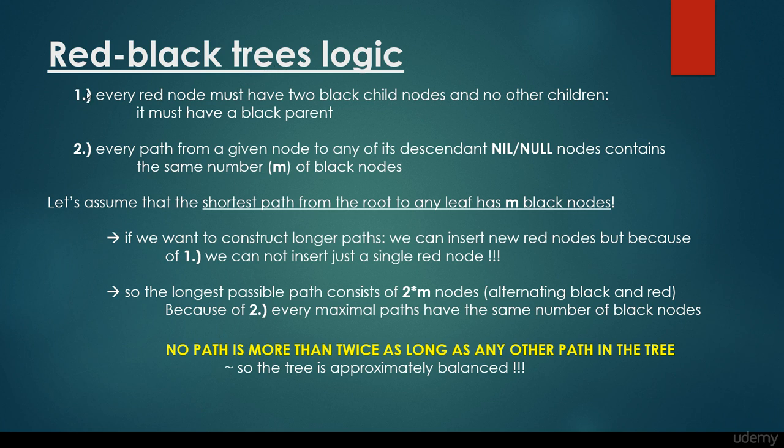If we consider these two principles: every red node must have two black child nodes and no other children, and it must have a black parent. This is the first principle. And every path from a given node to any of its descendant null pointers contains the same number of black nodes. This number of black nodes is denoted by M.